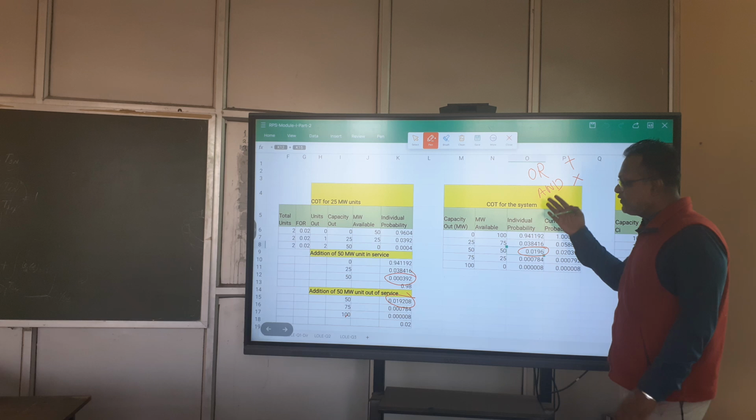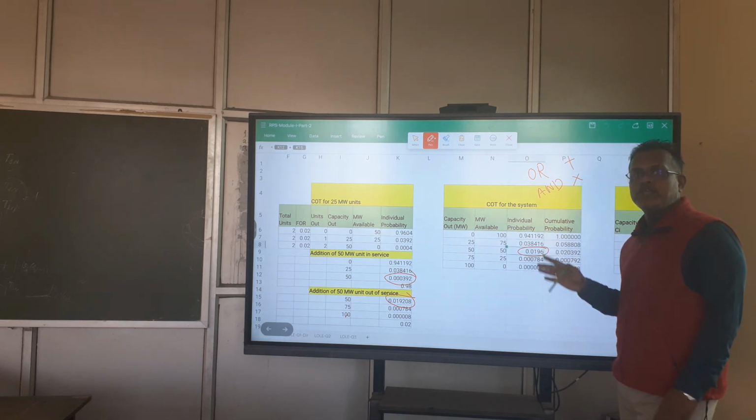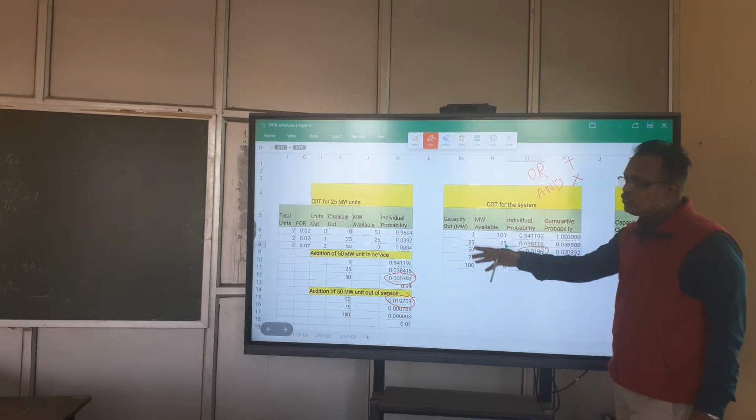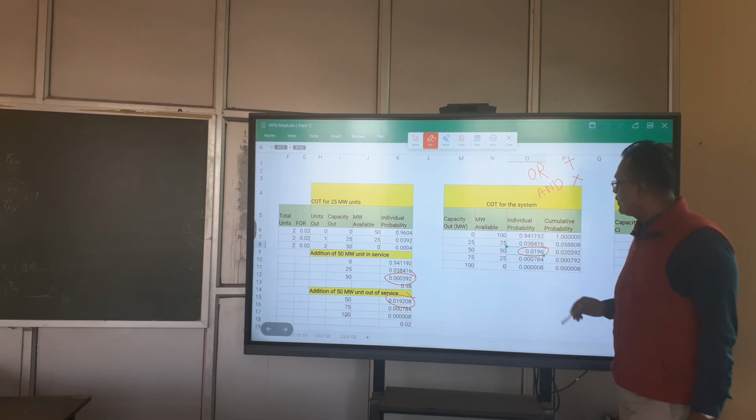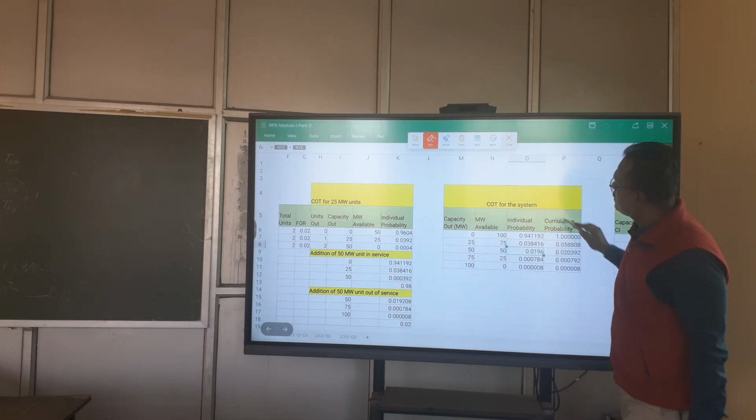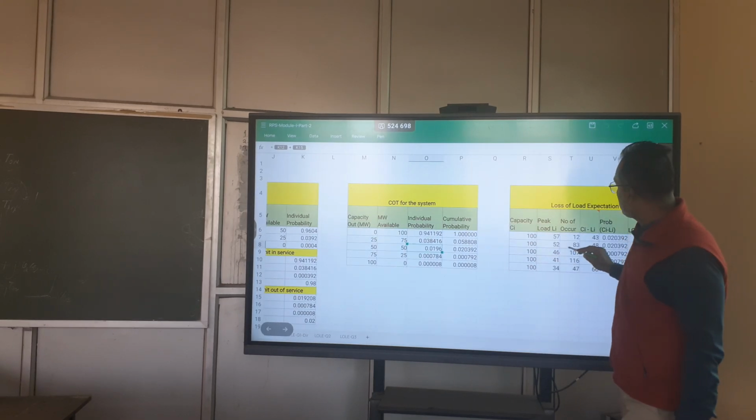Done. Now this is the COD. So here, one new thing we learned: where there are two states of the same capacity, you need to add up the probability. Now let's see how the LOLE, or loss of load probability, is computed.